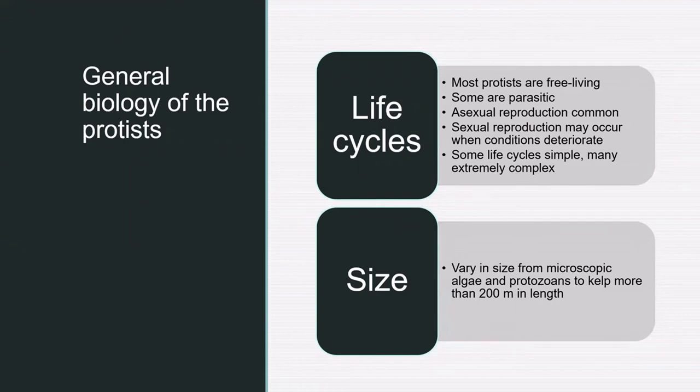Asexual reproduction is common. Sexual reproduction may occur when conditions deteriorate. And some life cycles are very simple. Some are extremely complex. They vary in size from microscopic algae and protozoans to kelp more than 200 meters in length. So there's a huge variety of how large they can be and what shapes they can take.